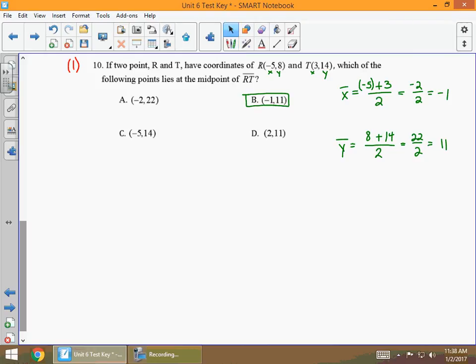B as in boy. I had to add them up and divide by 2. Had a lot of people on that one try to subtract them. Remember, finding a midpoint is finding an average. So add them up and divide by 2.